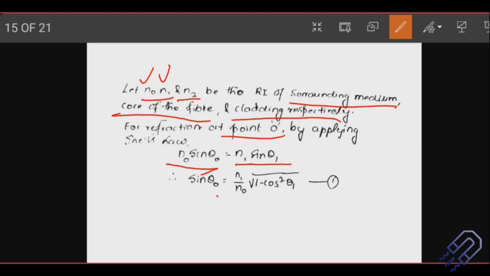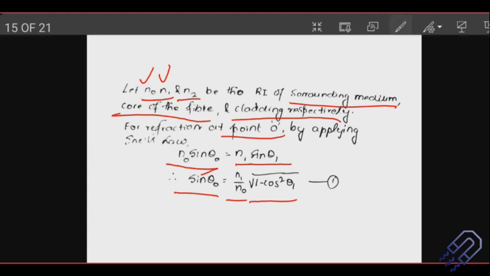So if you just want to find out sin theta naught, you can simply write it down as n1 divided by n0 into root over of 1 minus cos square theta 1. Sin square theta 1 plus cos square theta 1 is equal to 1. So that means sin of theta 1 can be written as root over 1 minus cos square theta 1. So this is my first relation. Okay, I'm just writing it down in terms of cos and we'll see how and why.